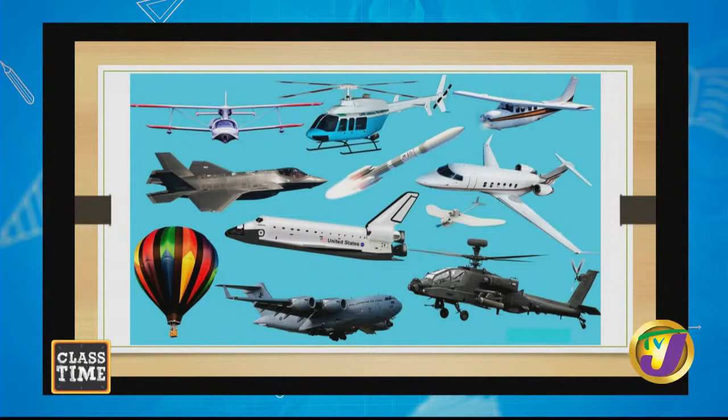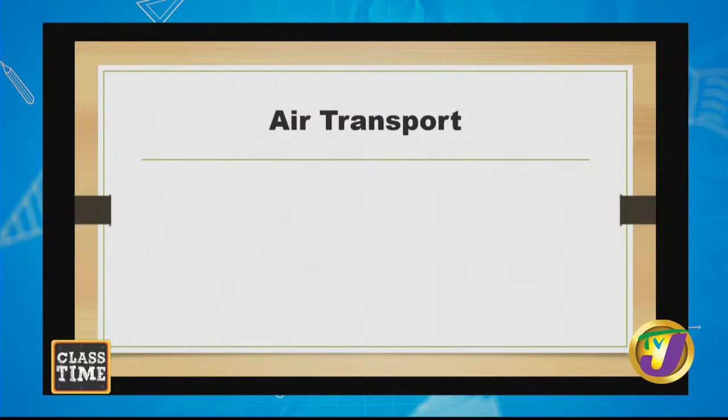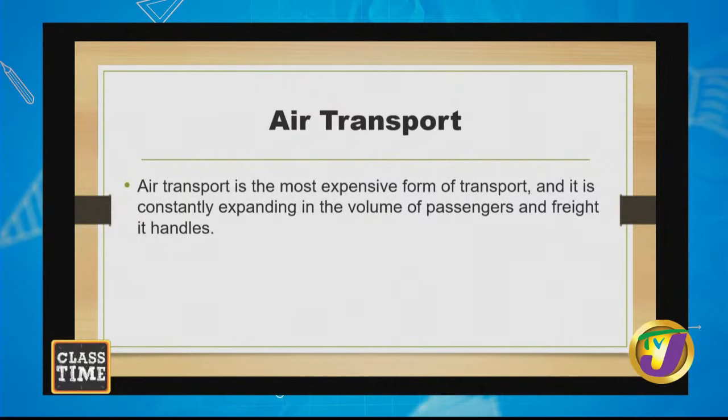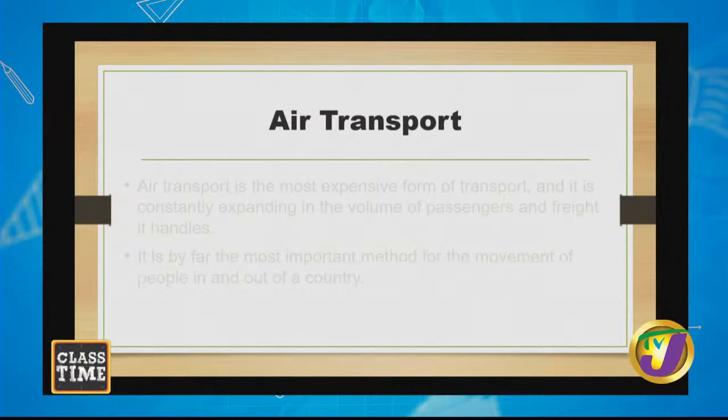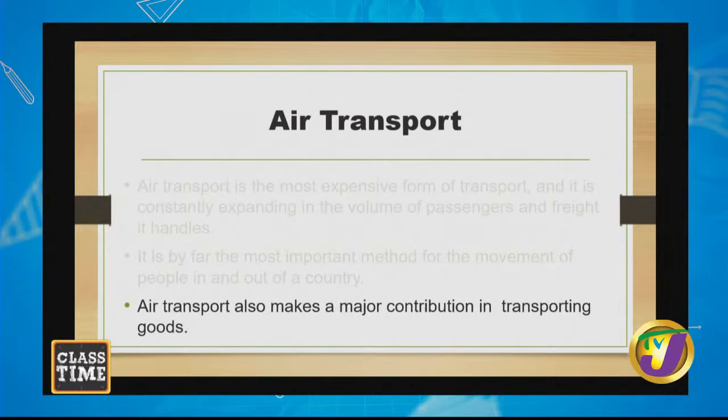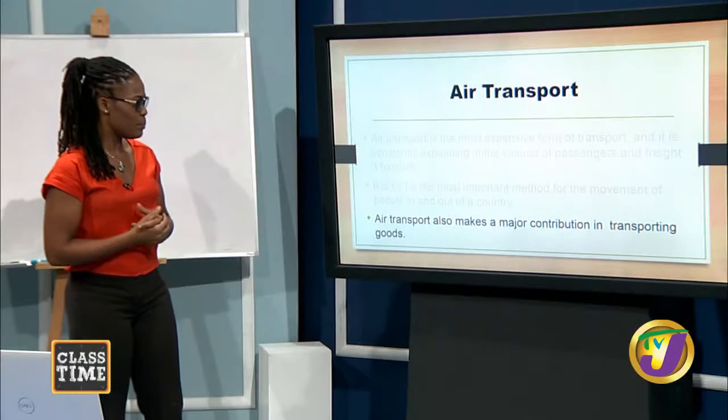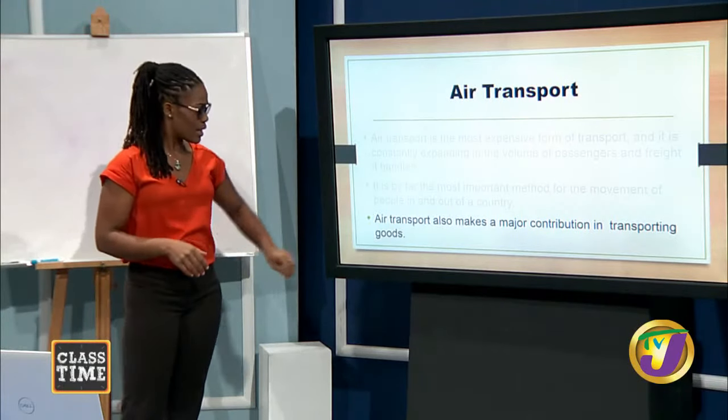Now, another mode of transport, air transport. Now, air transport is the most expensive form of transport, and it is constantly expanding in the volume of passengers and freight that it handles. Now, it is by far the most important method for the movement of people in and out of a country. Air transport also makes a major contribution in transporting goods. So even though the main purpose of the aircraft is to transport people, there are aircraft that also transport cargo.